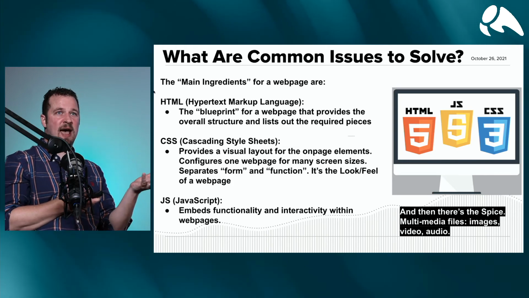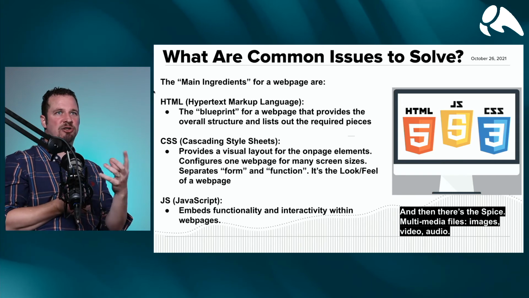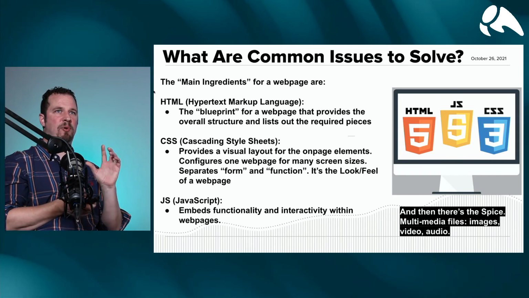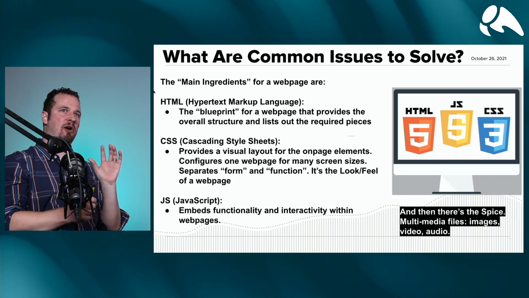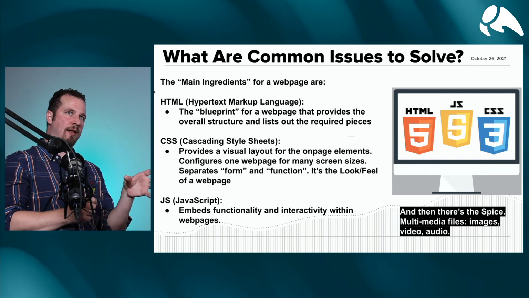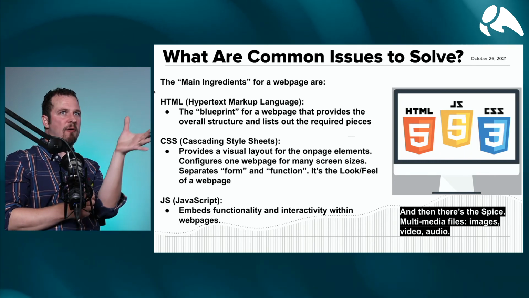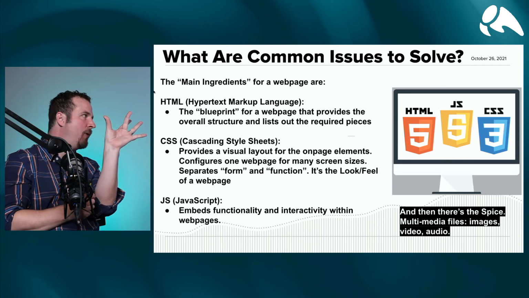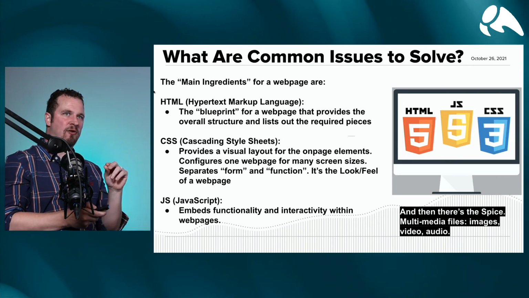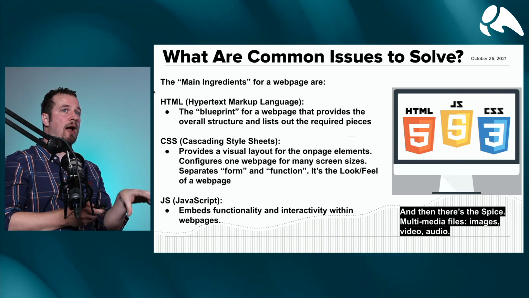Then you have CSS. CSS came after HTML. It's cascading style sheets. Web developers use this to separate form from function, right? It creates the colors, the fonts, the shading. Are you using rounded edges for your table, or is it a flat square edge? All the visual elements that don't really have anything to do with the actual words or content on the page are style sheets.